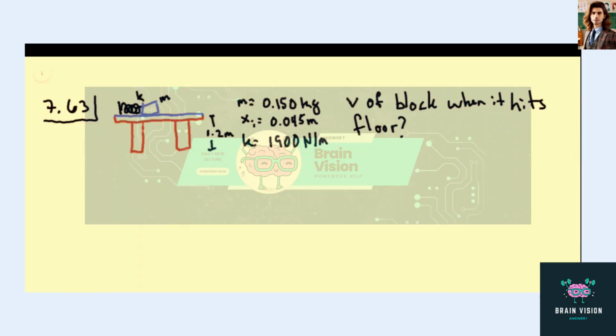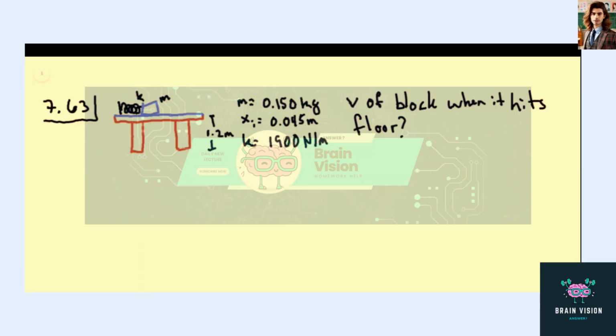We have a block of ice on a frictionless table. It's compressing a spring. The table's height is 1.2 meters, and then the block is going to be released and fly off the table and hit the floor. And we want to know how fast the block is going when it does that.